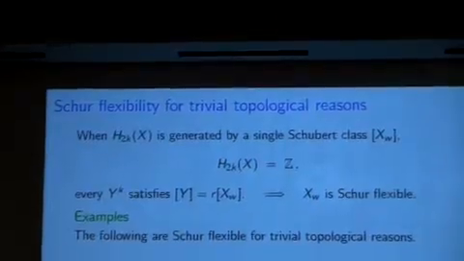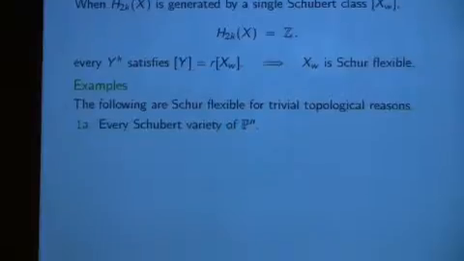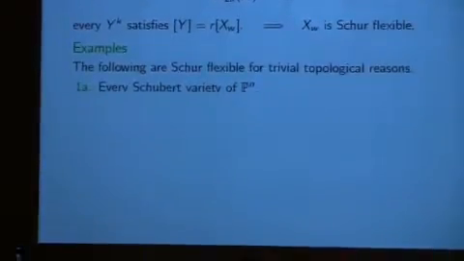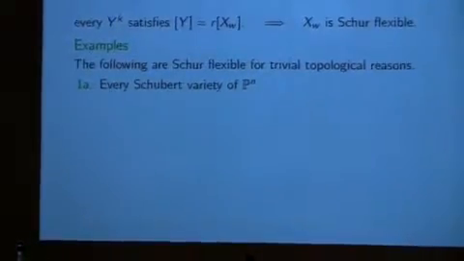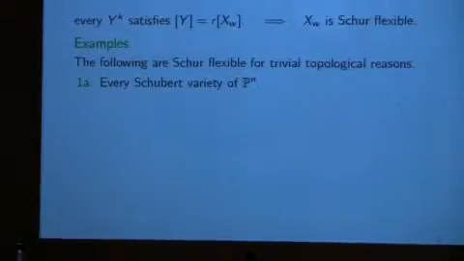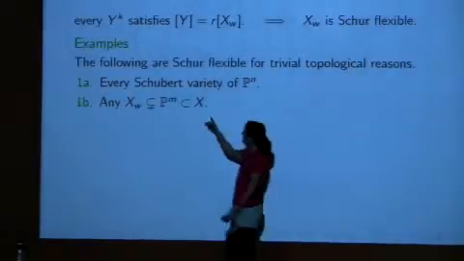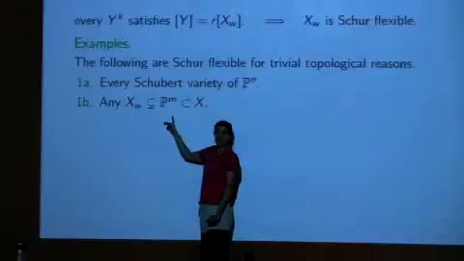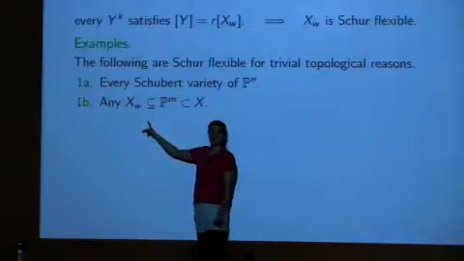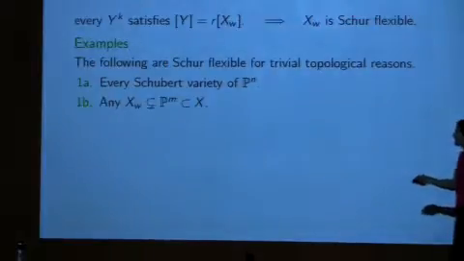As an example, the following are Schur flexible. I mentioned that we would not be very interested in projective space. Every Schubert variety is Schur flexible. Every proper variety is Schur flexible. We wouldn't call the ambient space P^n or a point flexible. And for this reason, if your compact Hermitian symmetric space contains a linear subspace and your Schubert variety sits inside it but is not equal to it, then that Schubert variety will also be flexible.